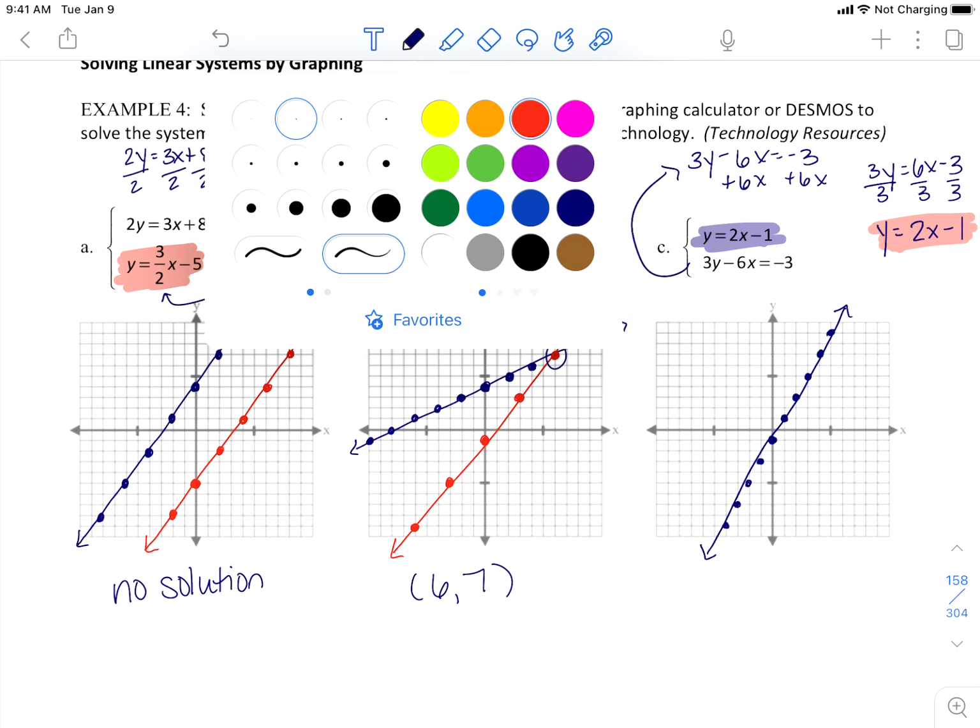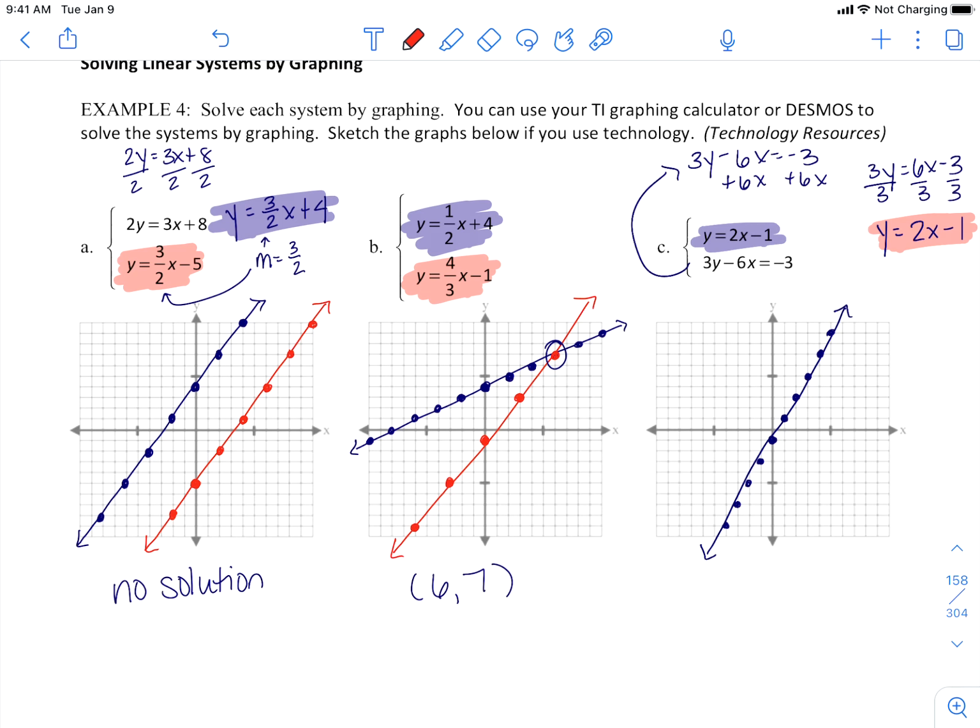Our second graph, we're going to do the same thing. So we go down 1, and then we go up 2, right 1, and we know it's going to coincide and be the same line. So this one will give us infinitely many solutions. And the solutions are all of the points along y equals 2x minus 1, because it's all the points along that line.